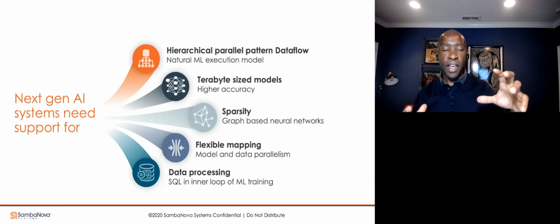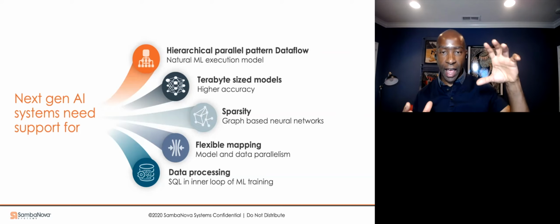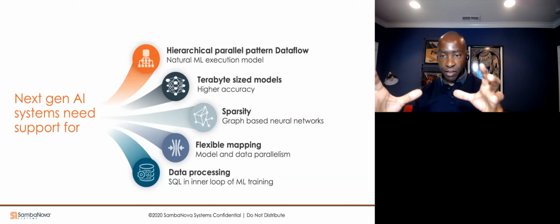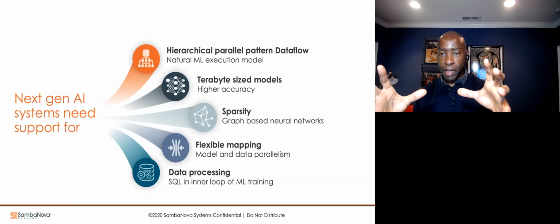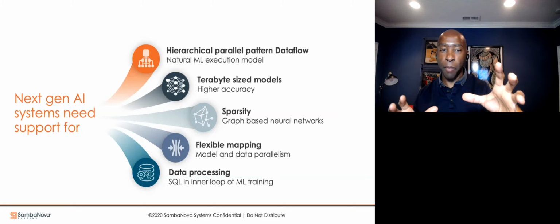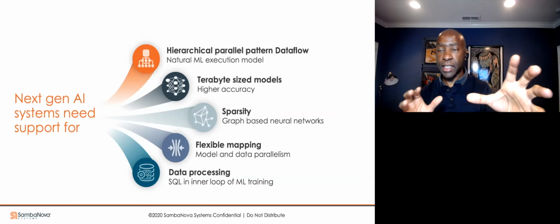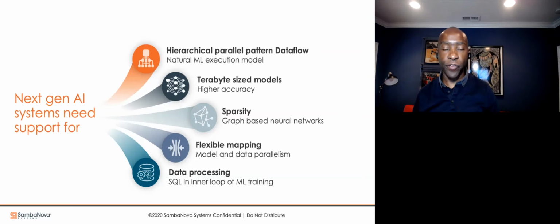And then lastly, the whole notion that ML doesn't just sit by itself as an island, but is surrounded by other kinds of computation, such as data processing and graph processing. The ability to accelerate all of this together means that you only need one accelerator and you can keep all the data in one place. And so this has lots of advantages.